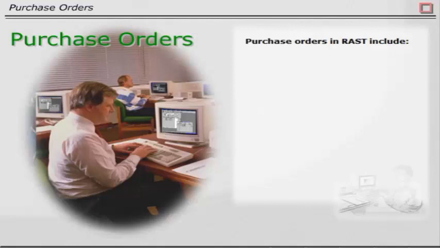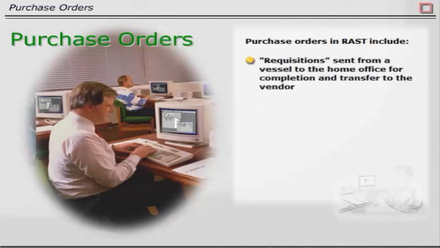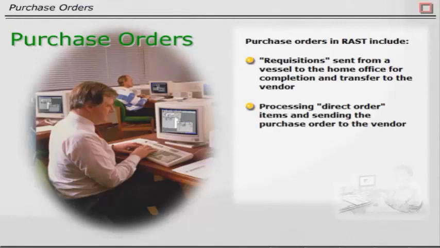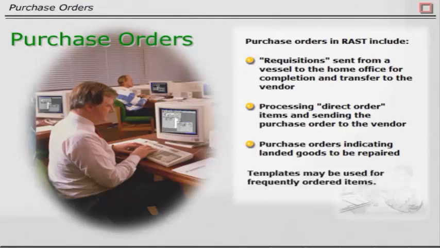Purchase orders in RAST include requisitions sent from a vessel to the Home Office for completion and transfer to the vendor, processing direct order items and sending the purchase order to the vendor, and purchase orders indicating landed goods to be repaired. Templates may be used for frequently ordered items.